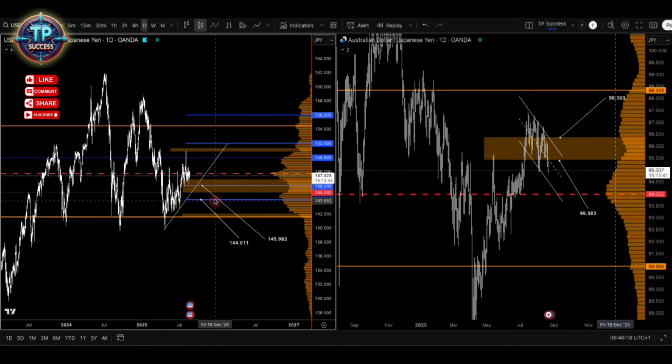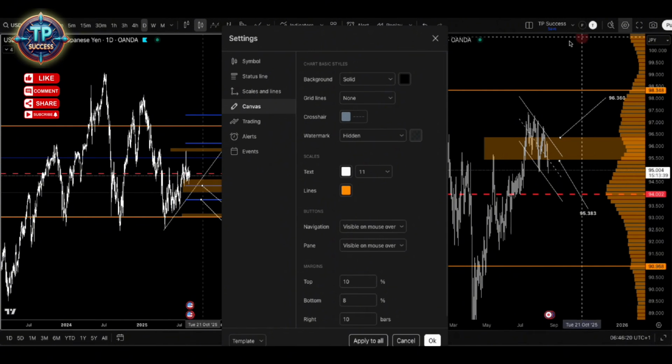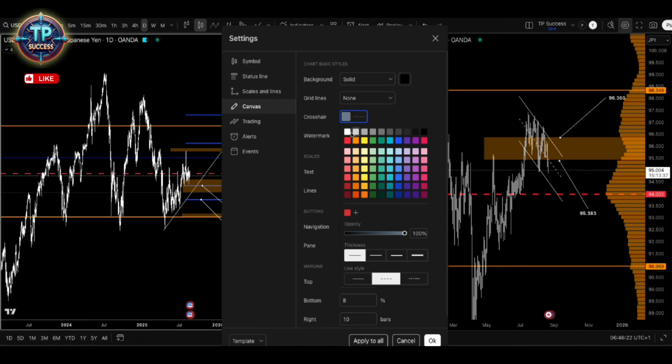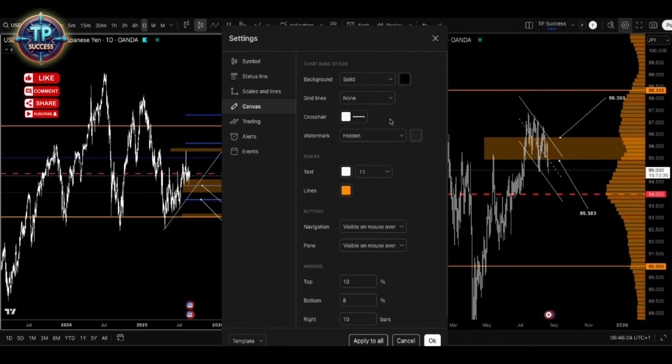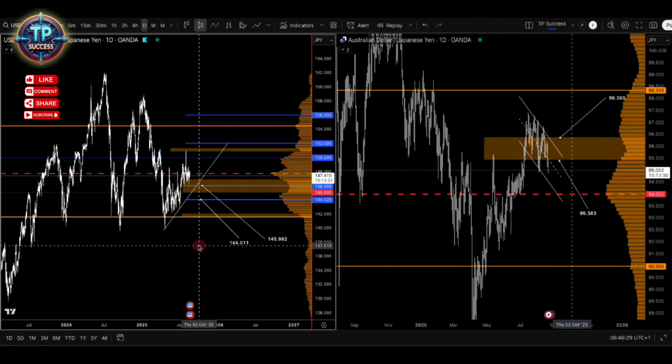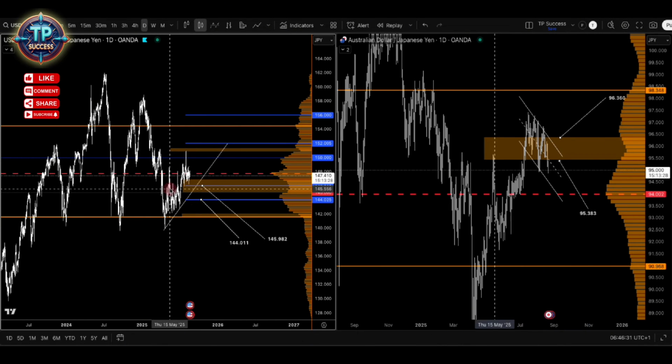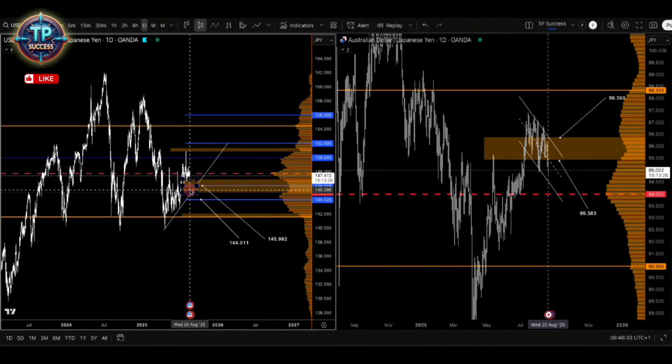This is back to USDJPY, so just keep an eye on this cursor. As a matter of fact, let me make some changes. The crosshair, let's make that white. Yeah, at least then it pops. So that's what we want to do.